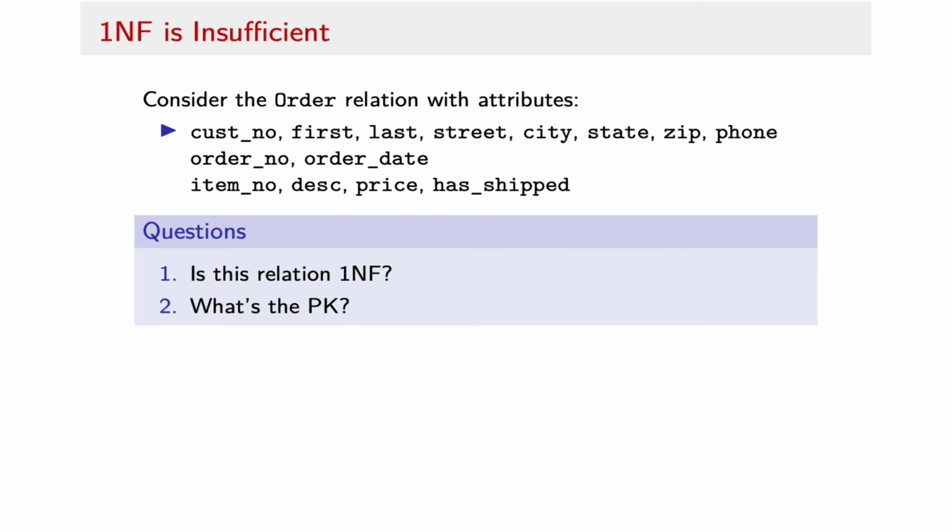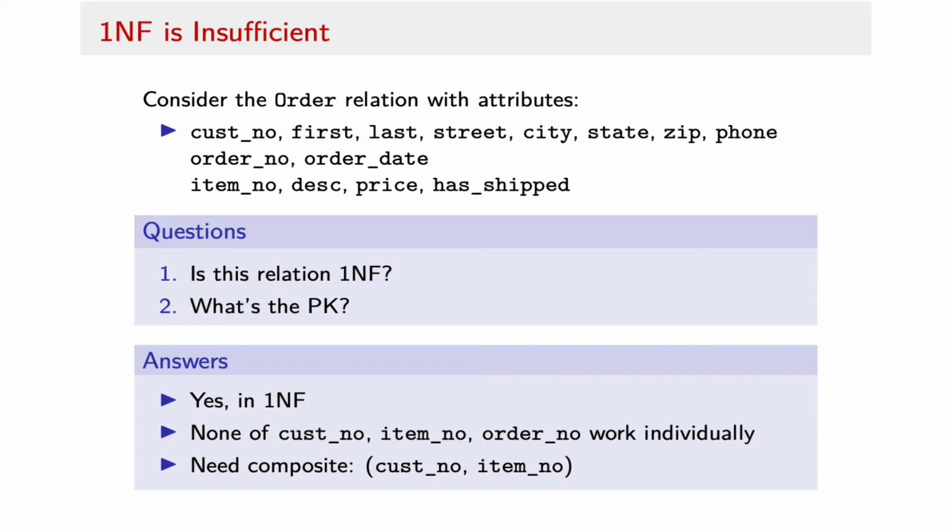The way I've described this relation, there's nothing inherently in the description that I gave that tries to violate the constraints of first normal form. So the answer to the first question is yes, it is in first normal form. More interestingly is the question of what the primary key might be. We can exclude things like the name of the customers and the street that they live on and that kind of stuff, because obviously those are going to be potentially redundant for customers that have the same first name or the same last name or the same zip code.